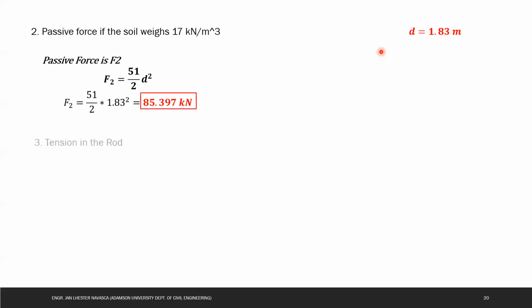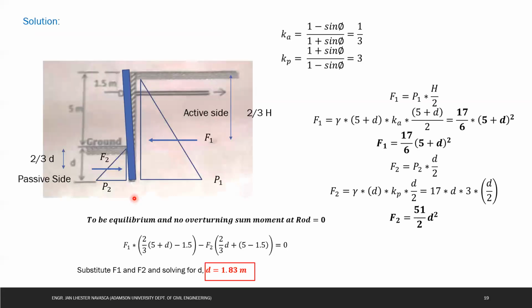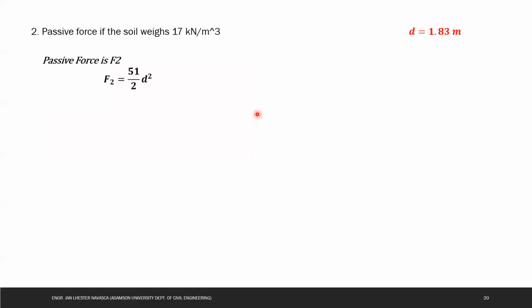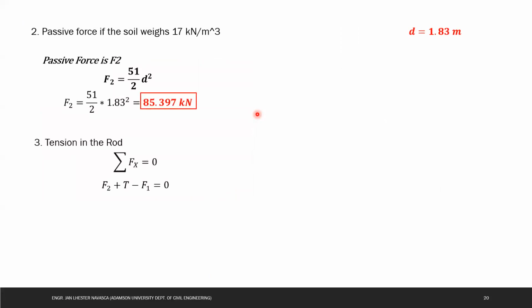Okay, then number 3, what is the tension in the rod? To solve for the tension in the rod, just sum forces along the horizontal. Summing forces along the horizontal equals 0. So that is F sub 2 plus T minus F sub 1 equals 0. So going back here, F sub 2 is to the right, F sub 1 to the left, and the tension rod is assumed to the right. Okay, that is a tension rod. So therefore, F sub 2 and tension are the same in direction. So F sub 2 plus T minus F sub 1 is equal to 0.